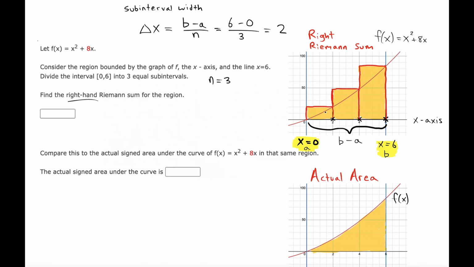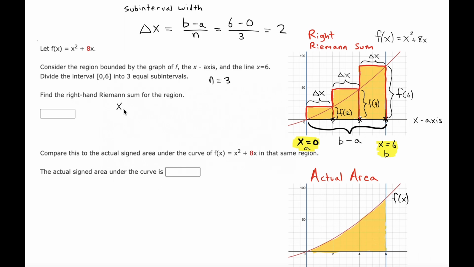Let's now calculate the area of each of the subintervals. In order to do that, we need to know their width and their heights. So the width is just going to be delta x for each of them. So that's 2. But their heights are going to be given by f of 2, f of 4, and f of 6. I'll make a little chart to organize this.